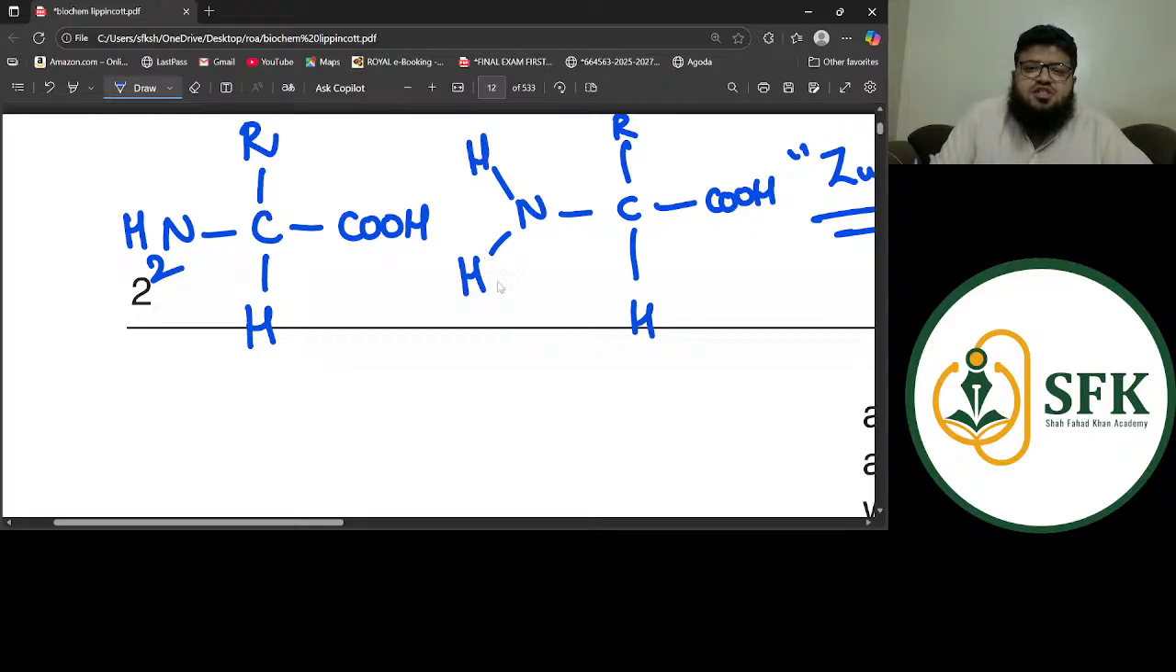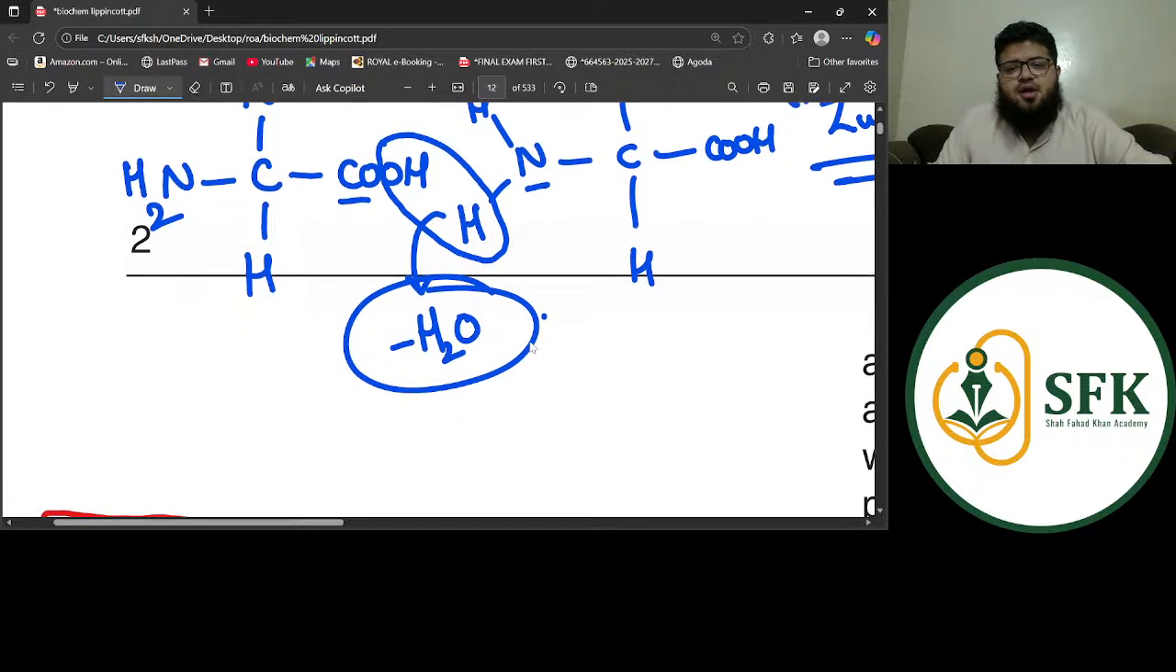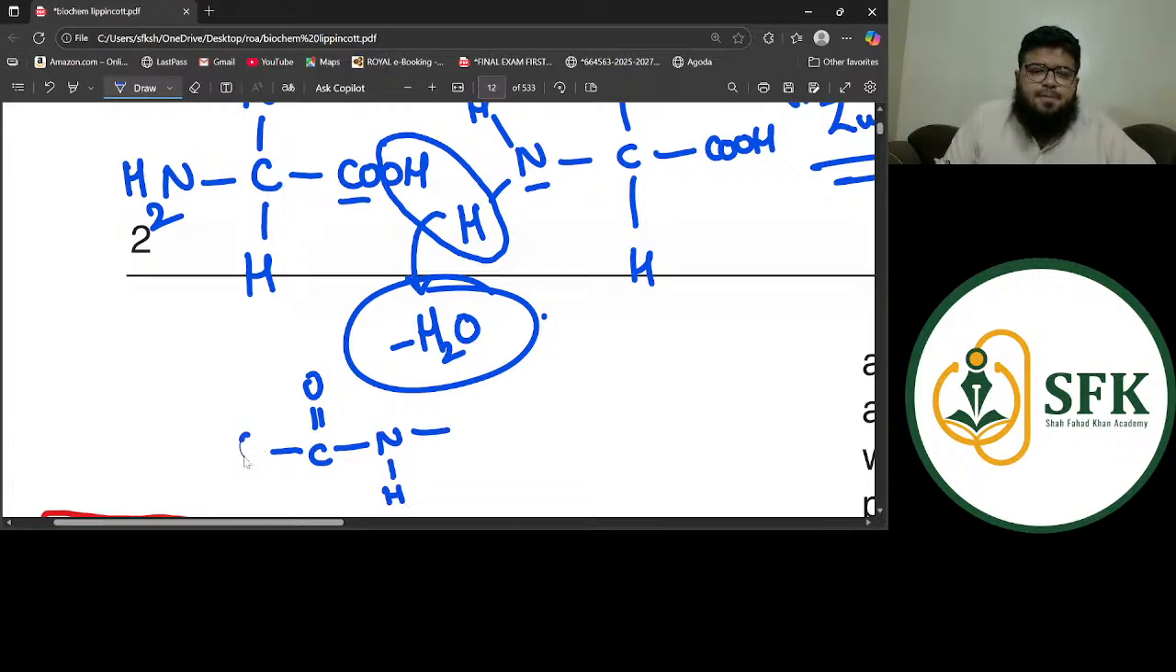Now the amino part reacts with the carboxyl part, okay? And this reaction is such that the carboxyl part loses an OH and the amino part loses an H, and when that happens, both of them combine together to form water and they're lost. Whereas this carbon atom and this nitrogen atom join together to form a peptide bond. This is how the peptide bond looks: carbon double bonded to oxygen is bonded to a nitrogen, which is bound to a hydrogen. Everything else follows as it is.